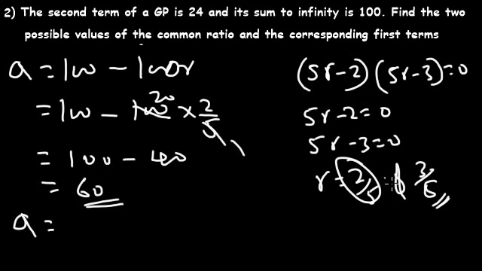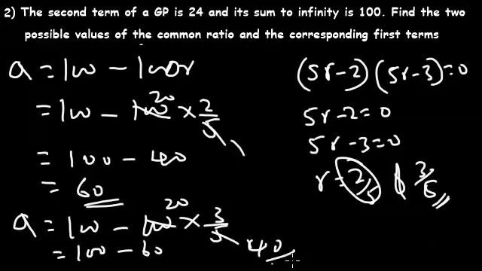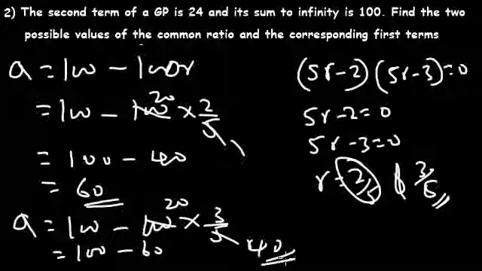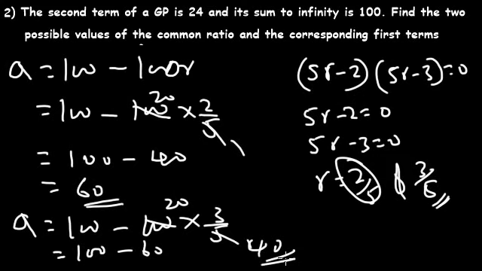Now, when r is 3 over 5, we have 100 minus 100 times 3 over 5. 5 into 100 is 20, 20 times 3 is 60. We have 100 minus 60, that gives us 40. So these are the two possible values of the first term as well, and that gives us a solution to example number 2. So this is how you can come across word problems that are related to the sum of a GP, including the infinity.